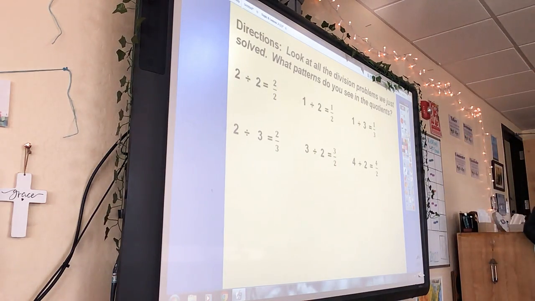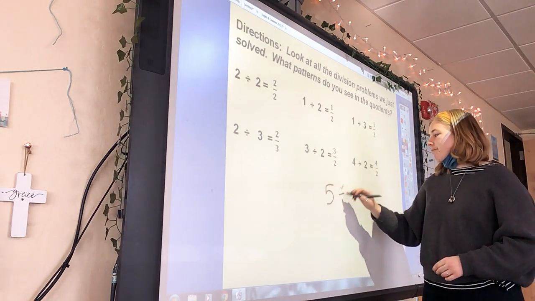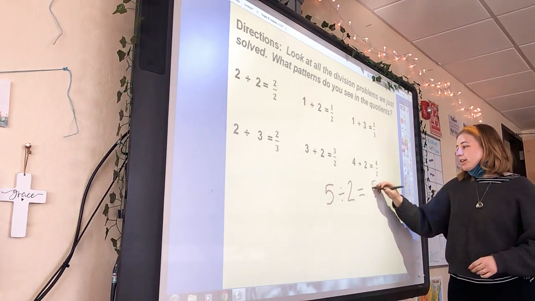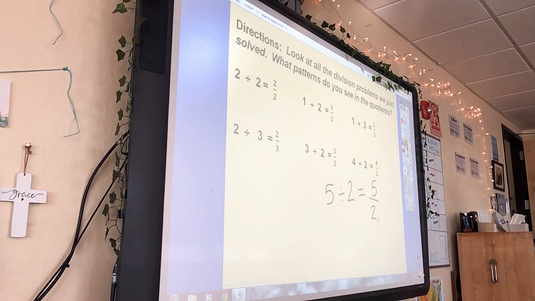So, check it out. These are all the division problems that we just solved, minus the 5 divided by 2, which equaled 5 halves, or 2 1/2. So, what patterns do you notice? You can raise your hand. What patterns do you notice?